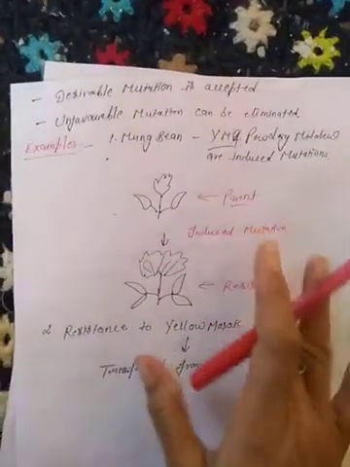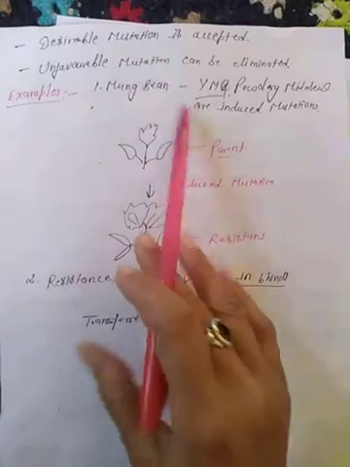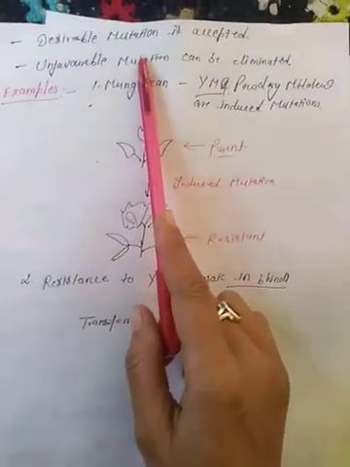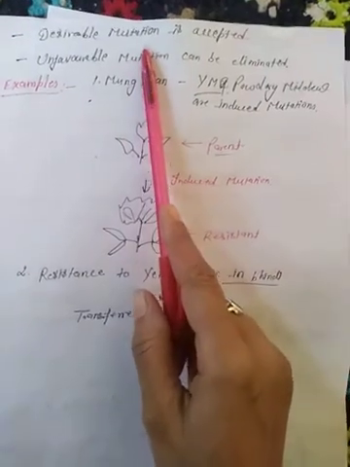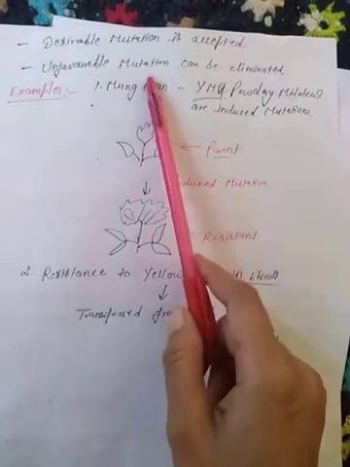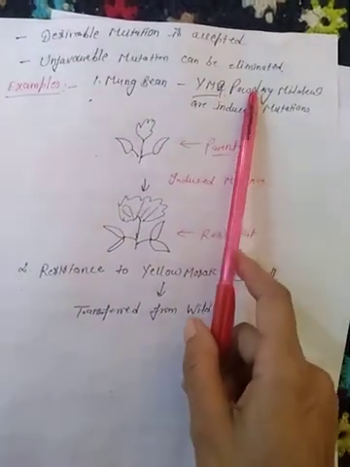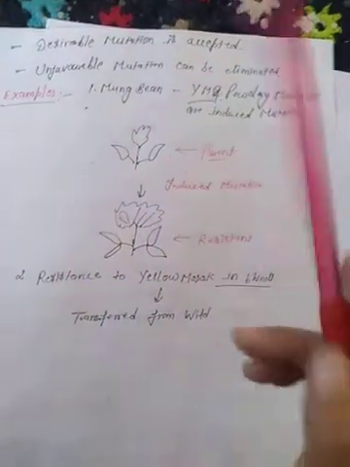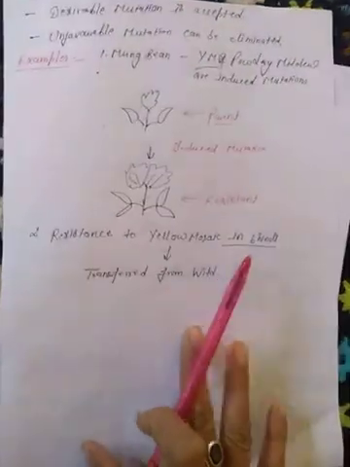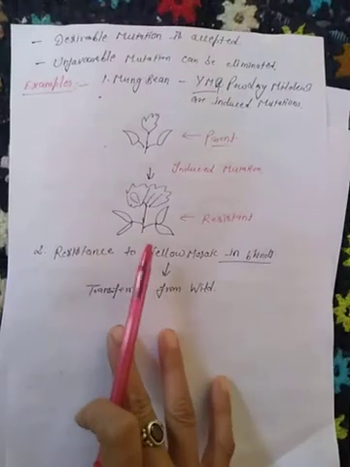If the mutation is favorable, that is according to our need, it can be selected, and that particular plant can be propagated further. And unfavorable mutations can be eliminated, right? So we will just remove those plants from the population. It's the simplest way. That is called mutation breeding.